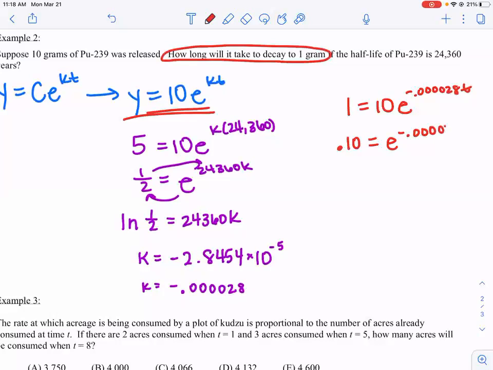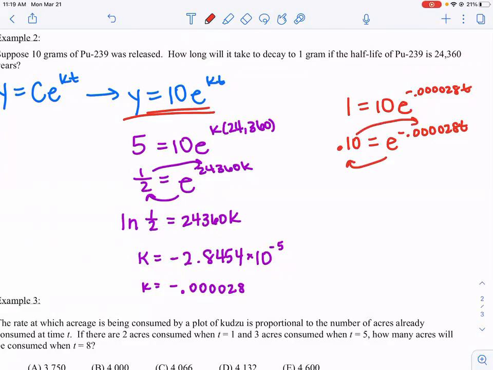Now, I could have worded this problem differently. I could have not given you 10, and I could have said the half-life is this, tell me how long it'll take for only 10% to be left. Then you know y divided by c is 0.1. Just giving you some ideas for things you might see later. Now let's go ahead and solve for t.